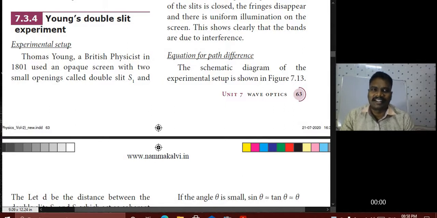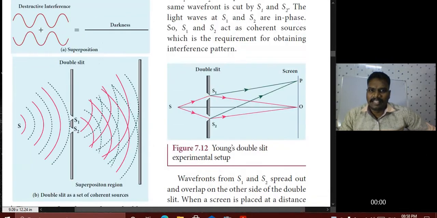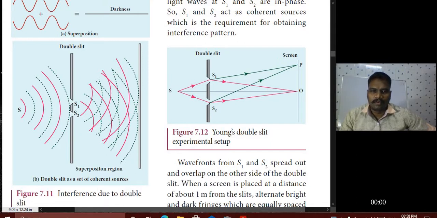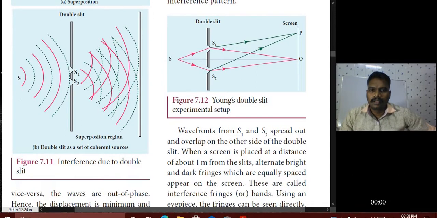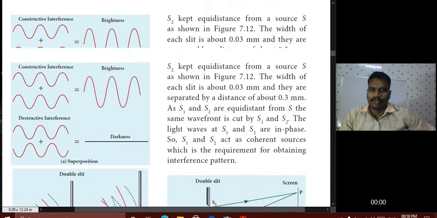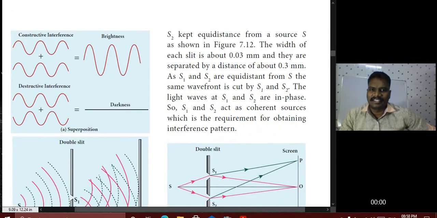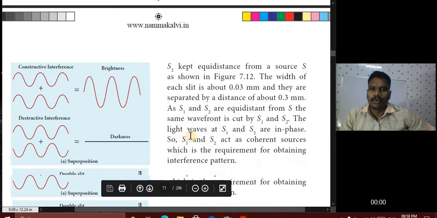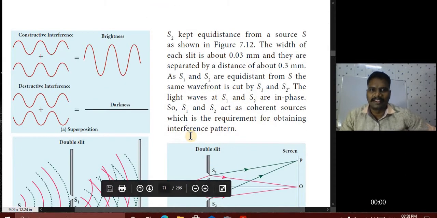So, the experimental setup. There are two slits, S1 and S2, placed a certain distance from the screen. Here S1 and S2 are kept equidistant from the source. This is the source S, as shown in this figure.